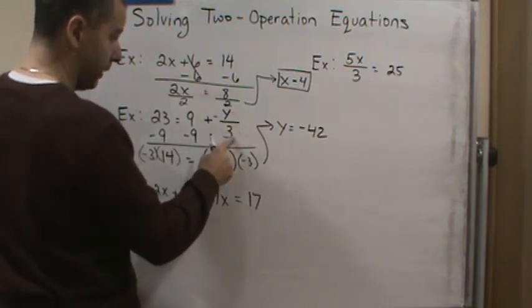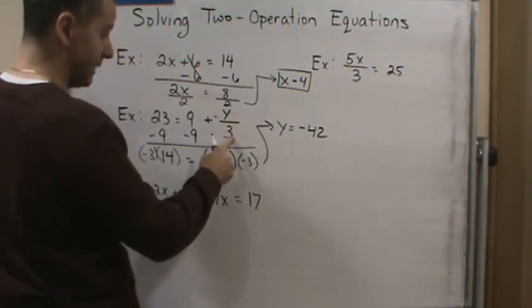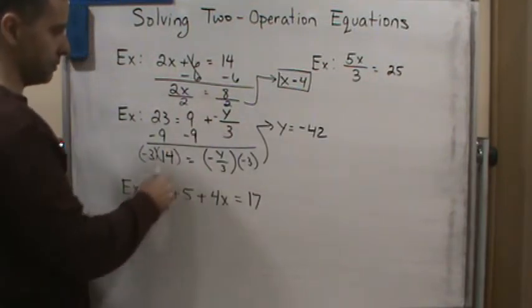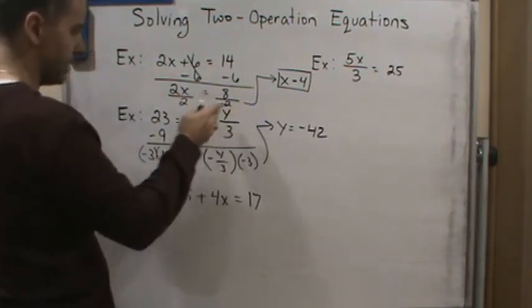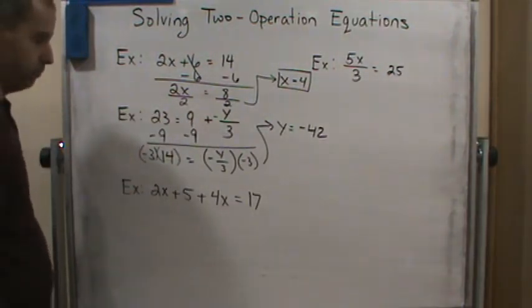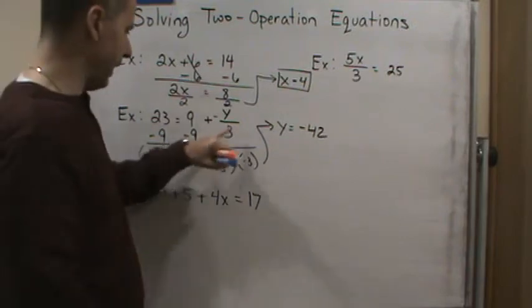Negative 42 divided by 3 gives me a negative 14. But it's negative, so the negative of a negative is positive. So it gives me positive 14. 14 plus 9 equals 23. So it works. Okay. Now again, I'm doing it in my head.